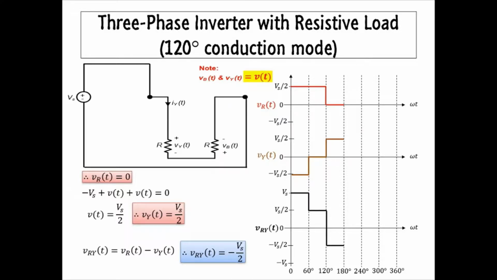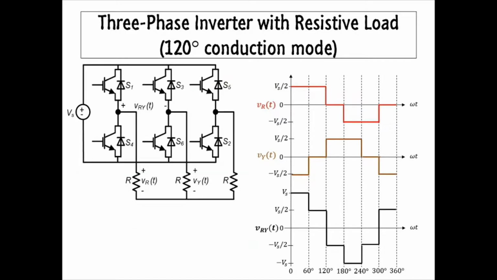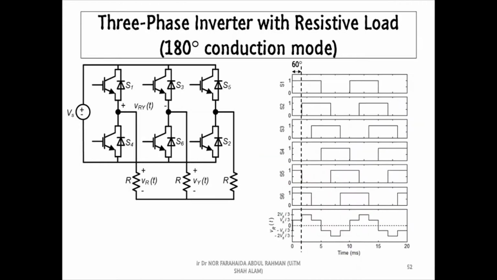Eventually, according to the half-wave symmetry, these wave shapes will repeat with alternate polarity. As a result, the output voltage waveform of the three-phase inverter will look like this. After watching this video, you may try the same approach to sketch the output voltage of a three-phase full bridge inverter with the 180-degree conduction mode.